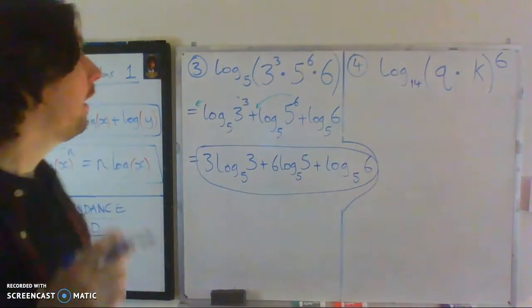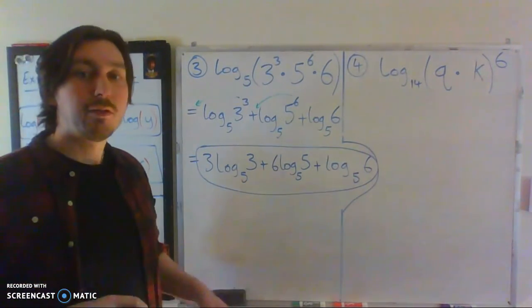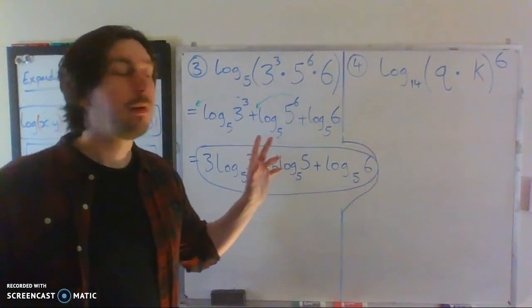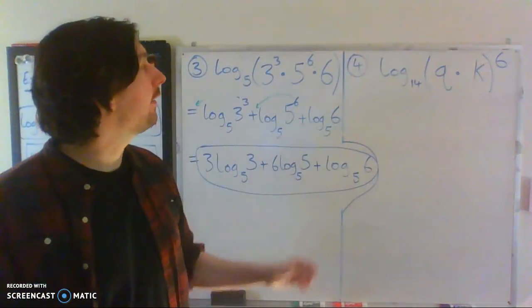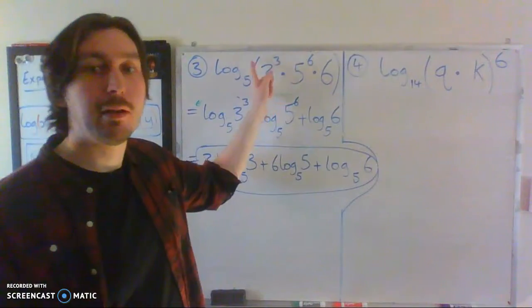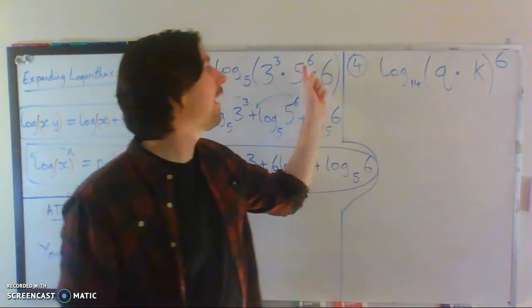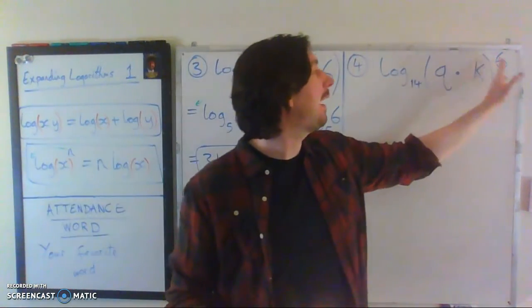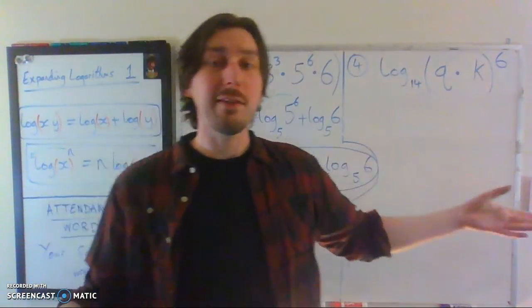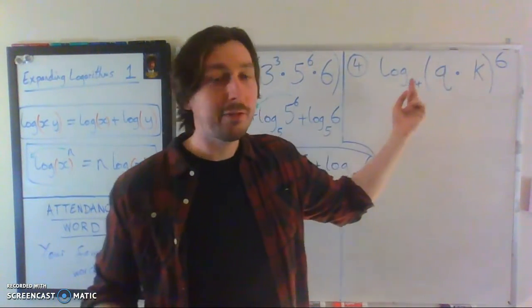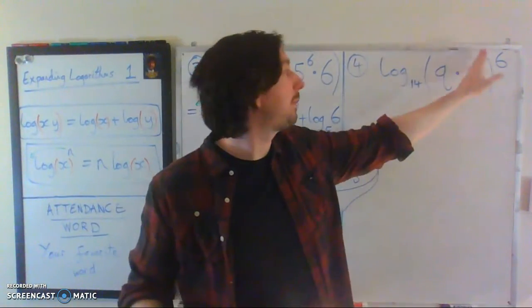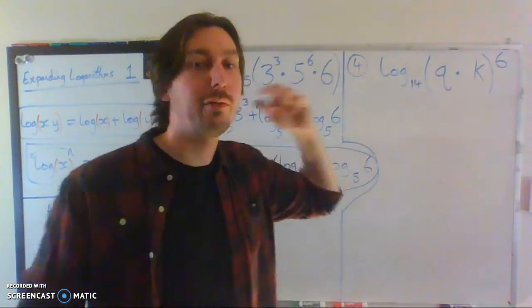Okay. Number 4, you can see it's a little bit different this time because the power is on the outside of the brackets. For number 2 and 3, it was on the number, or the letter itself. On this one, it's outside. So what that means is, it's going to be attached to both of them. Alright, it's like exponent rules where if there's a power right here, it goes on both of them.